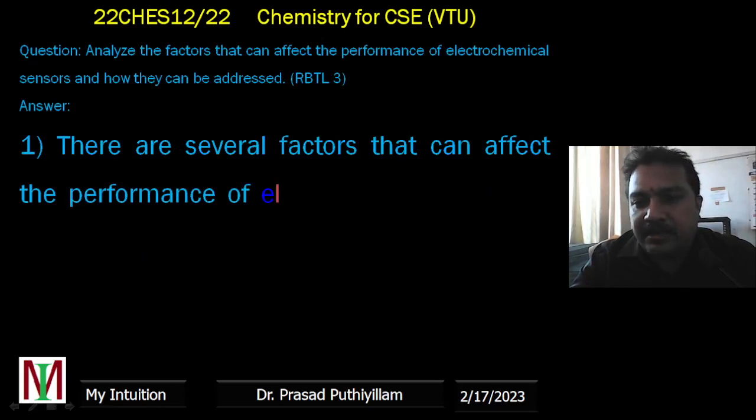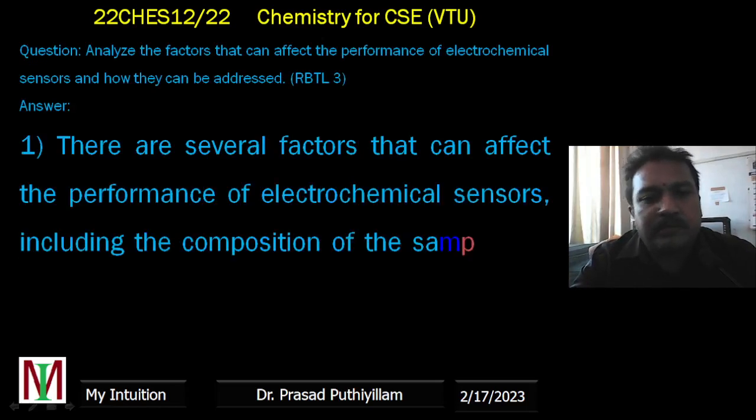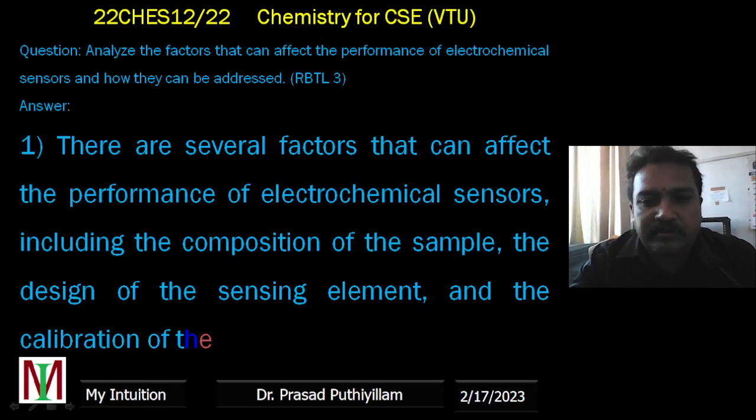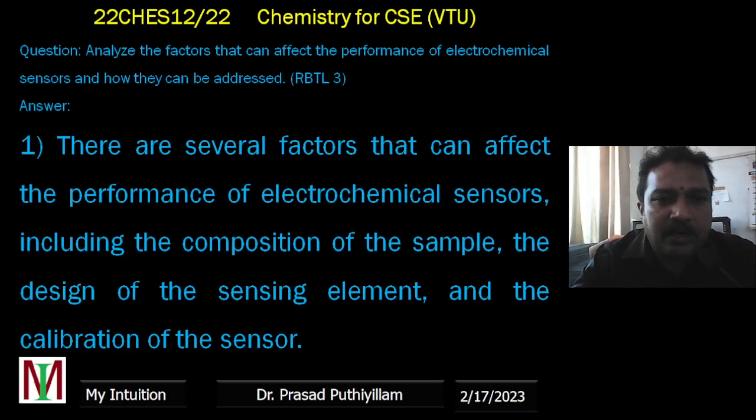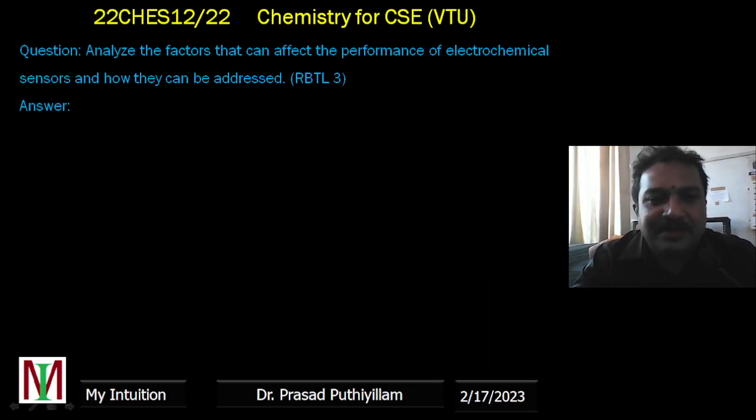There are several factors that can affect the performance of an electrochemical sensor, including the composition of the sample, the design of the sensing element, and the calibration of the sensor. So, analyze the factors that can affect the performance of an electrochemical sensor and how they can be addressed. There are several factors which affect it. We'll see them one by one.